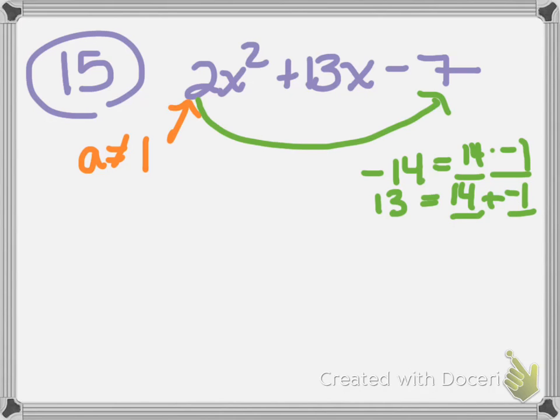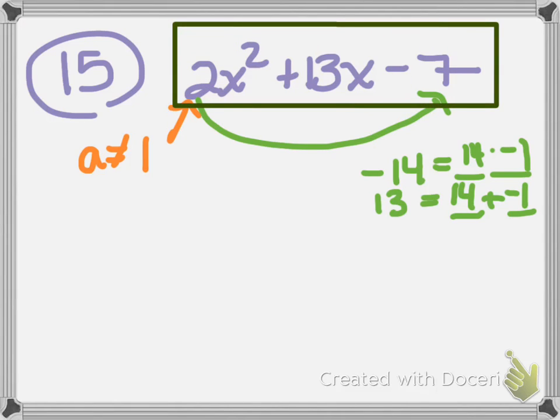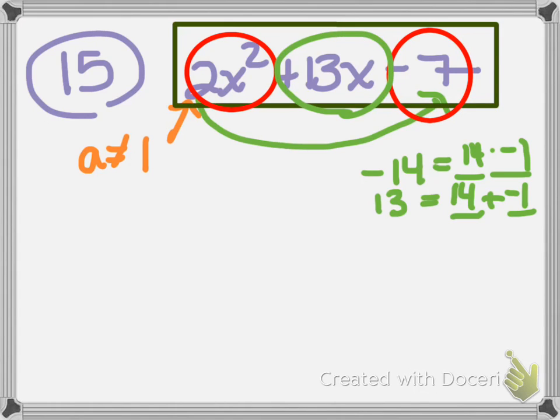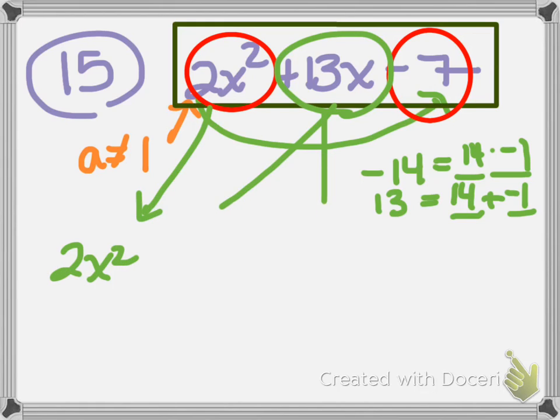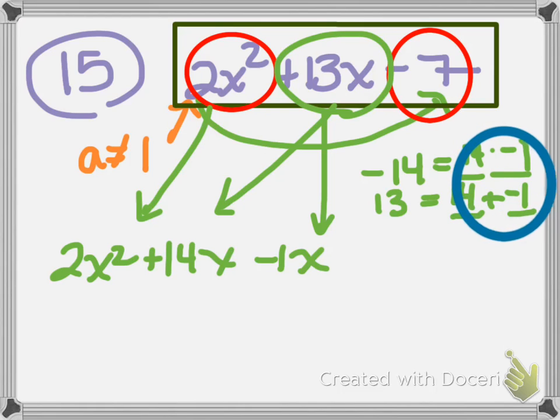Once we know that, we replace this equation. We keep the 2x squared and we keep the negative 7, but we break up this 13x. Watch what we do. 2x squared, 13x gets broken up to 14x minus 1x. Where do those numbers come from? They come from right here. And then again, we have that negative 7.